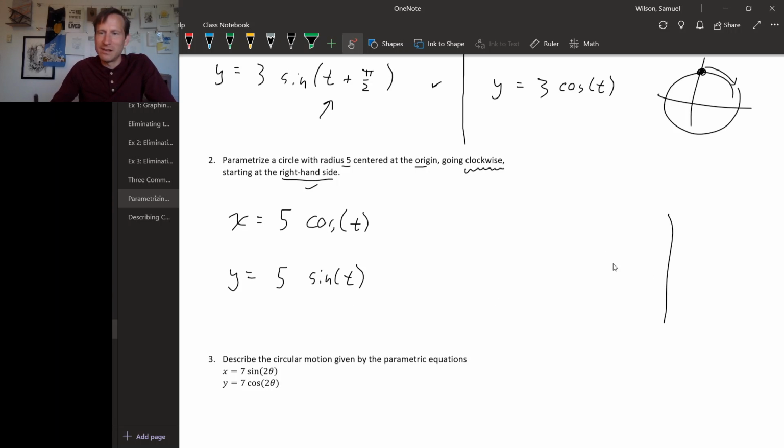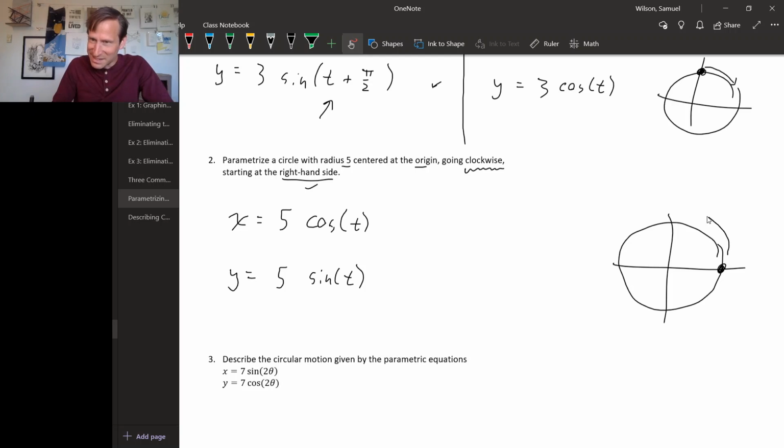So right now when t is 0, cosine is going to be big, sine is going to be small, and so we're going to start at the right-hand side. But as t increases, y gets bigger because sine grows, and cosine gets smaller because cosine starts big and gets smaller. And so that's going to send us this way around the circle. But that's the wrong way around the circle.